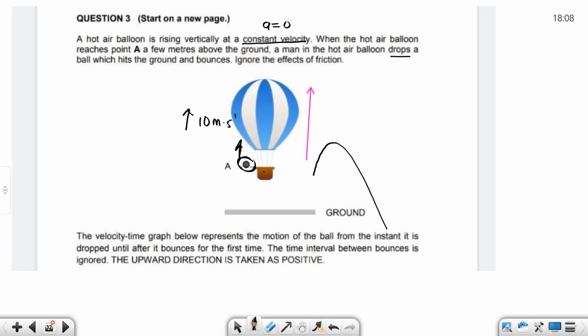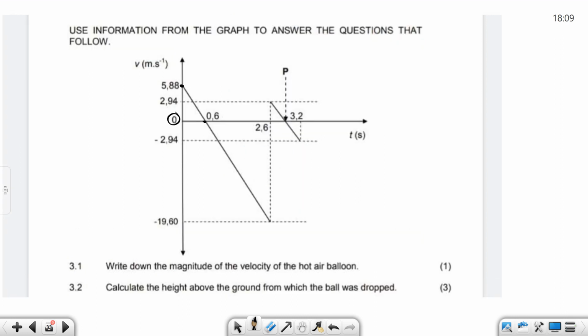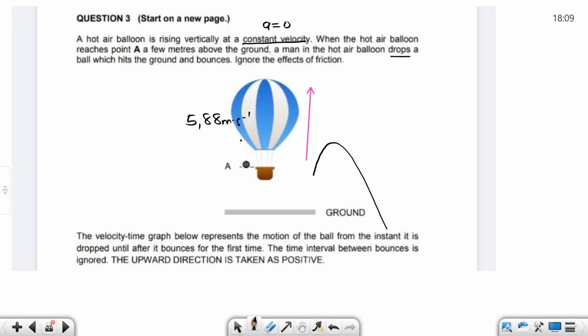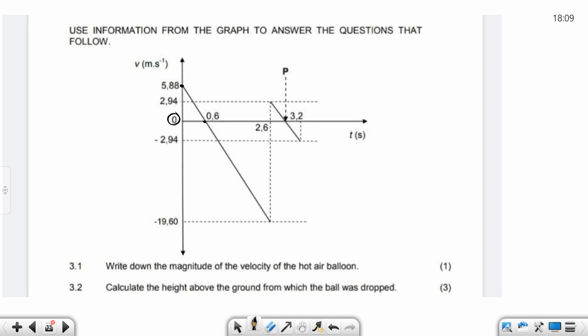In this case, let me clean my 10. Already I see something here, that the velocity here is 5,88. Do you know where I saw my 5,88? There we go. It says this is the velocity time graph of the object, right? But remember, the object was in the hot air balloon. So they both have the same velocity. Make sense? All right.